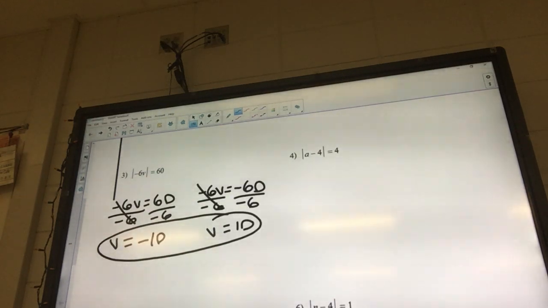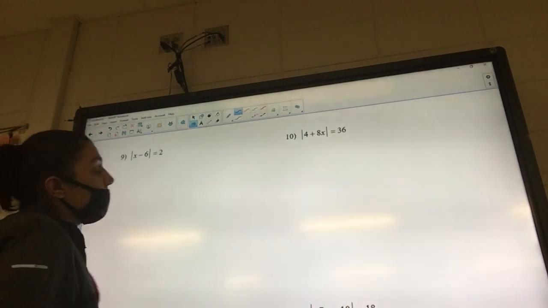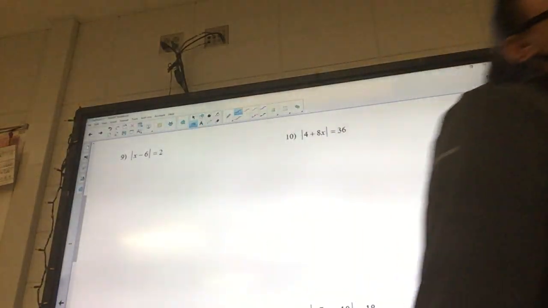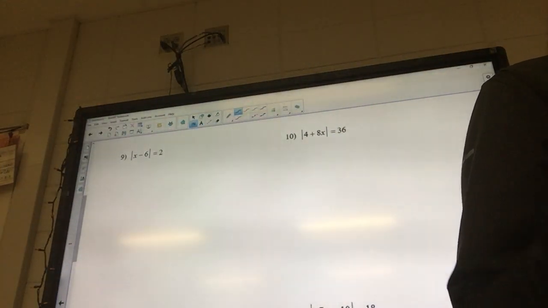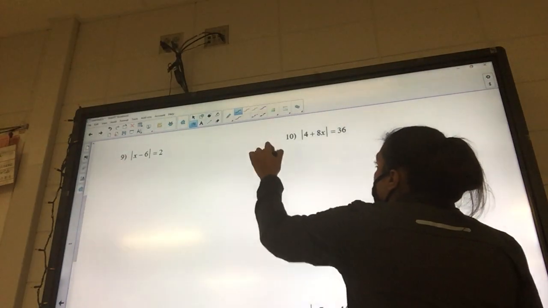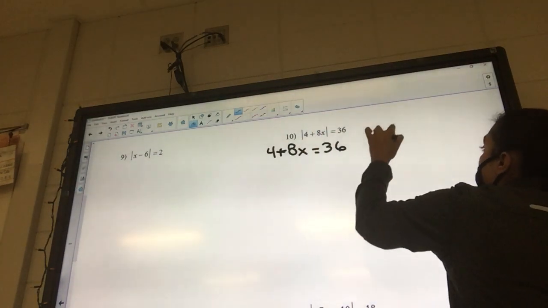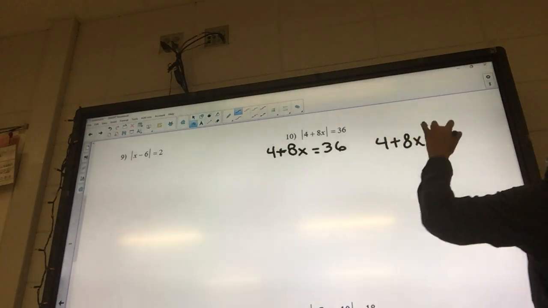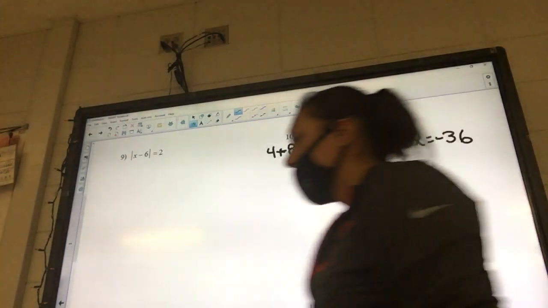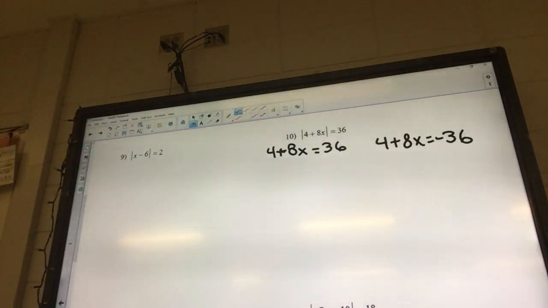Okay, so look at 10. This is going to be a 2-step. Everything before 10 is just a 1-step, meaning that you only need to move one thing in order to solve for the variable. Number 10 is a 2-step, so I'm going to write it twice still. So 4 plus 8x equals 36. 4 plus 8x equals negative 36. Why are we moving so far ahead? Because the other ones are 1-steps, you guys should be excellent at them by now.